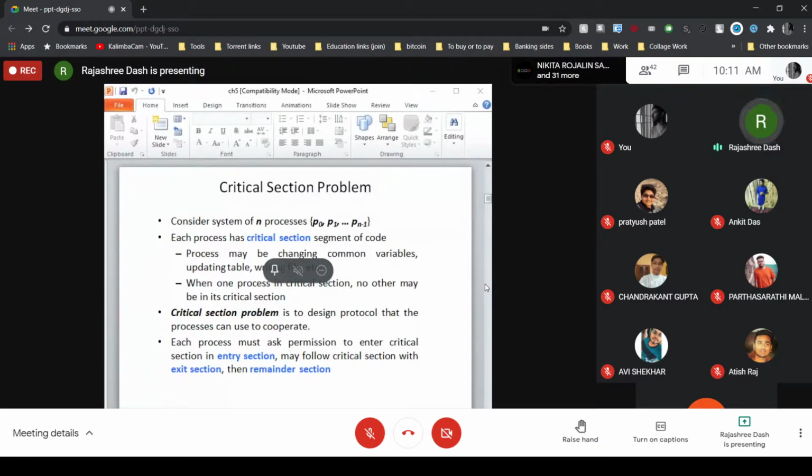So before applying the synchronization mechanisms, the program will be restructured as a critical section problem. So the critical section problem is to design the protocol that the processes should use for cooperation. Now each process must ask permission to enter into the critical section. That part of the code where the process is asking permission to enter the critical section is known as the entry section. After the entry section, there is the critical section.